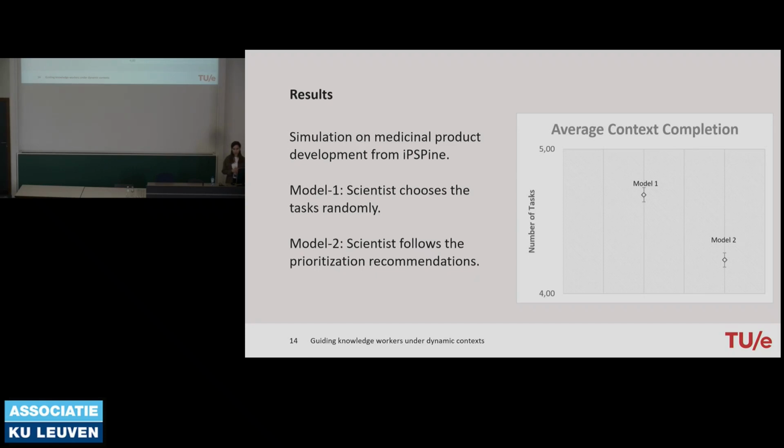To test our approach, we performed a simulation study. The simulation study is again based on the medicinal product development case we have in the project. We simulated two models. In the first model, we have some available tasks and the scientist chooses among those available tasks randomly, which is the case where they have no support. And in the second model, the scientist follows the recommendations of our prioritization approach when choosing the available tasks. For this simulation, we got nice results showing that following our prioritization recommendations resulted in achieving the milestones, achieving the goals, with fewer tasks compared to the case where they make this choice randomly.